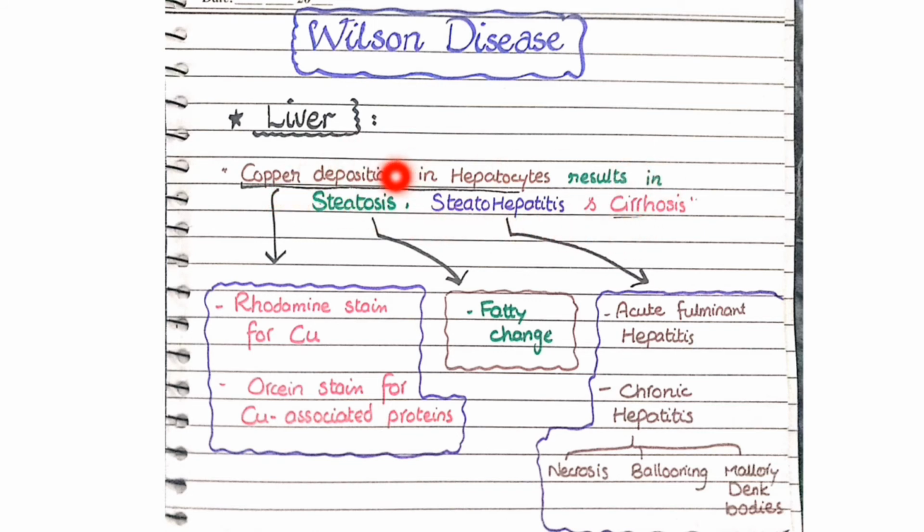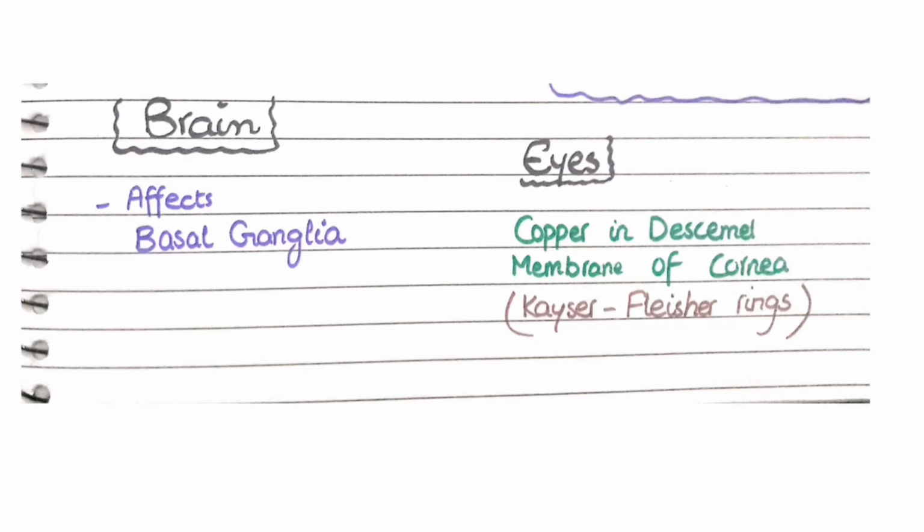This copper deposition can be stained by rhodanine stain or orcein stain. This steatosis is visible as fatty change in the form of small or large vacuoles. Steatohepatitis is characterized either as acute fulminant hepatitis or chronic hepatitis. In chronic hepatitis, you will see necrosis, ballooning and Mallory-Denk bodies, and lastly you can see cirrhosis.